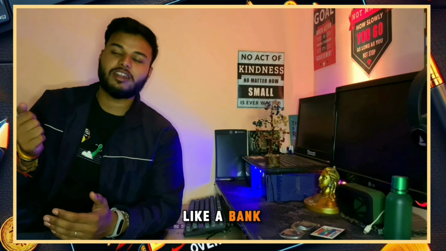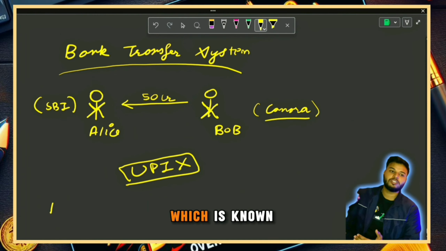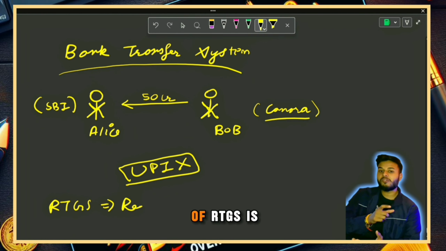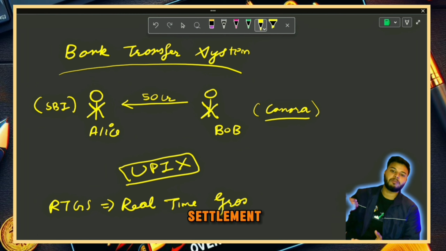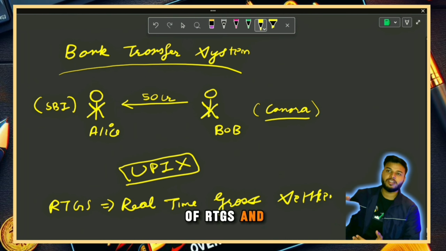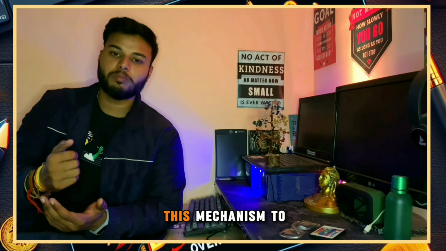Just a disclaimer, we are not talking about 20,000, so we can't do a UPI transaction or something like that. We have to take help from a standard mechanism which is already there in banks, which is known as RTGS. The full form of RTGS is real-time gross settlement. Banks use this mechanism to make huge transactions.